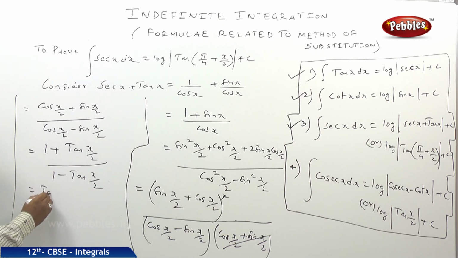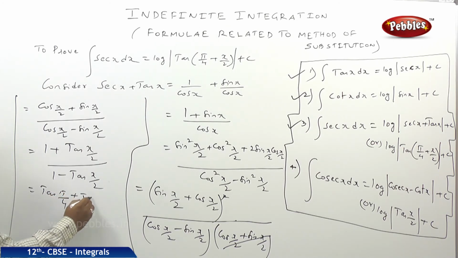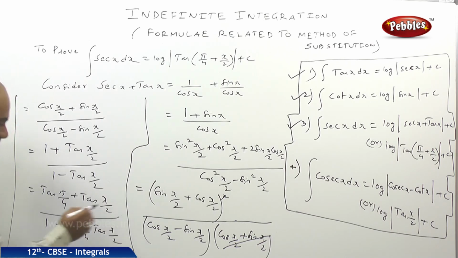But 1 I will write as tan of pi by 4, because tan pi by 4 is 1, and here I will write tan x by 2. And 1 minus tan x by 2 means 1 minus tan pi by 4 into tan x by 2. So it is like tan A plus tan B divided by 1 minus tan A tan B. So it is nothing but tan of A plus B.